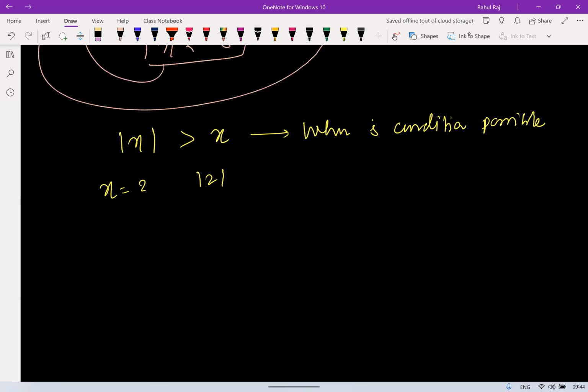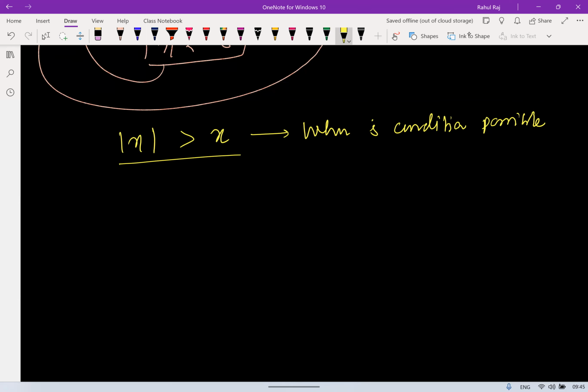Mod x is greater than x. Take some positive value, it's not happening. Take a negative value. I was just about to take a negative value. So when x is less than 0, then it's possible. Why not? It means only when x is negative. Now you put any value of x less than 0. Let's say x is equal to minus 2. Mod of minus 2 is what? 2. 2 is greater than negative 2, right?